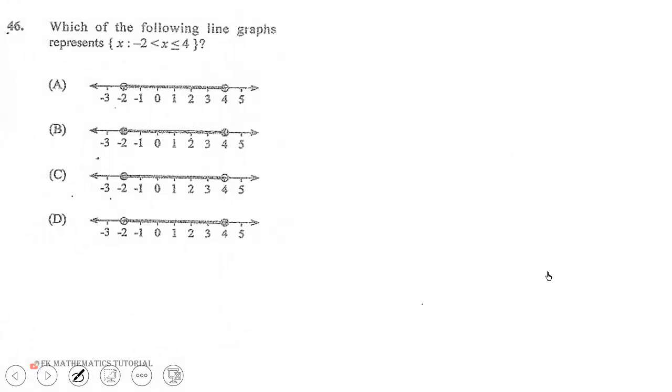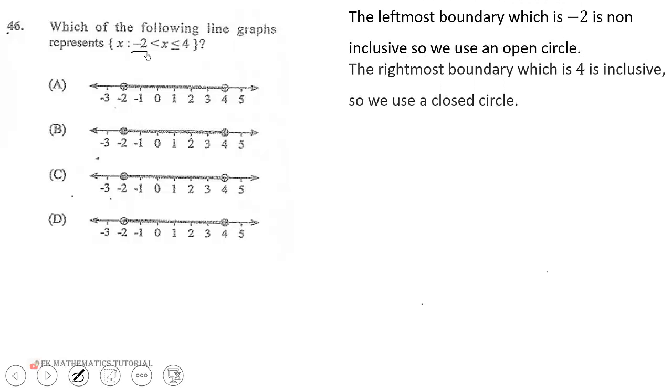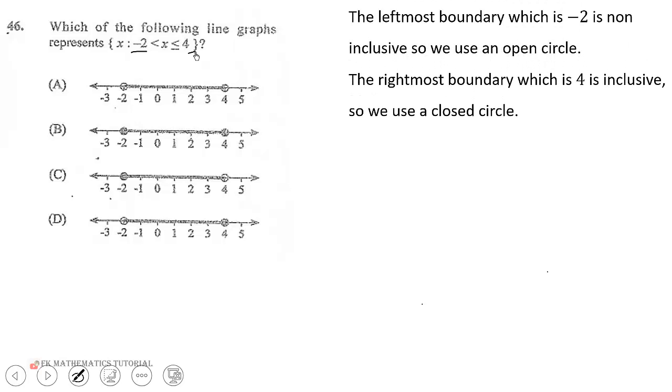Item 46. Which of the following line graphs represents the inequality? We can see that -2 is not inclusive, but 4 is inclusive. So the correct answer is option D.